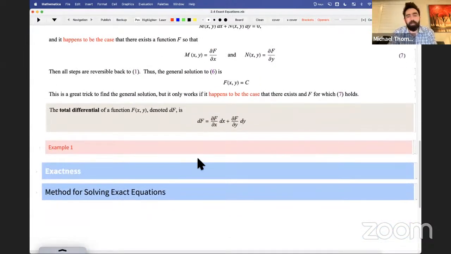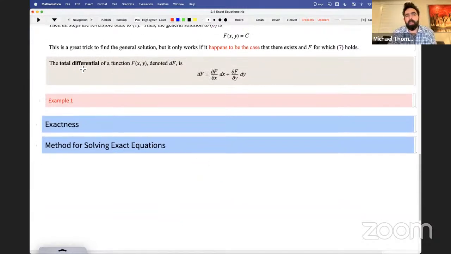So let's start off with a real basic one. We're going to use this definition. If you start with a function capital F of two variables, we're going to define something called the total differential, which we're going to designate as a df this way. Is that okay?